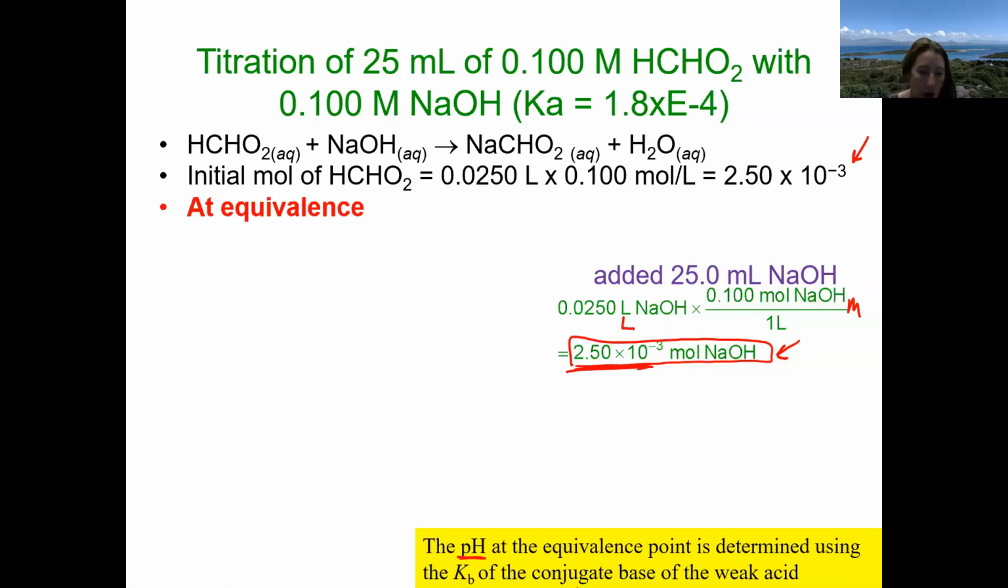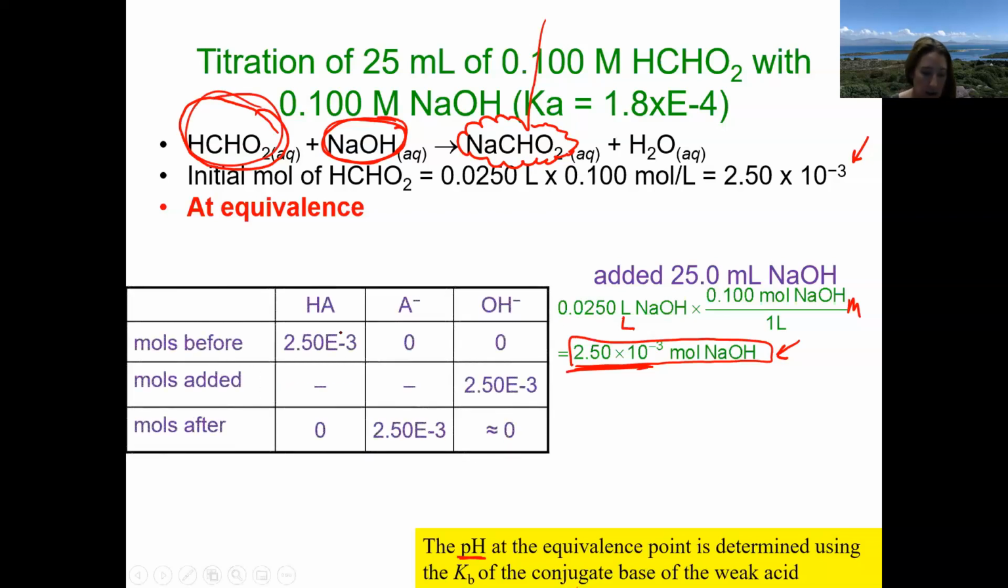So when we do this, all of our NaOH is going to react with all of our weak acid because they have the same number of moles, which means the only thing we have left is this, right? All of our base was going to react with all of our acid. So here's the amount of acid we had. Here's the amount of base we had. All we have left is A minus. It's all reacted. So how do we find what this is?